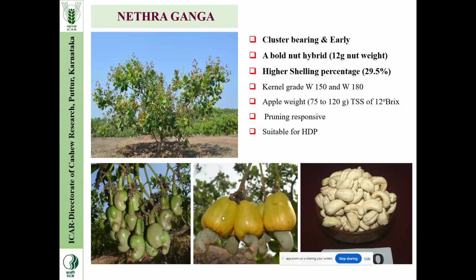Netra Ganga is also one of the bold nut type varieties, and it has a cluster bearing habit. The nut weighs around 12 gram. A higher shelling percentage is obtained in this variety, that is 29.5, and the kernel grade is W150 to 180. The apple weighs around 75 to 120 gram with a good TSS of 12 degree Brix. It also has edible fruits, and it is pruning responsive. One of the add-on advantages of this variety is that it is pruning responsive, and it is also suitable for high density planting.